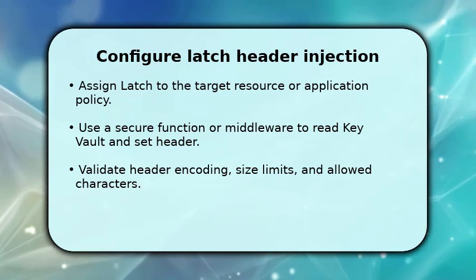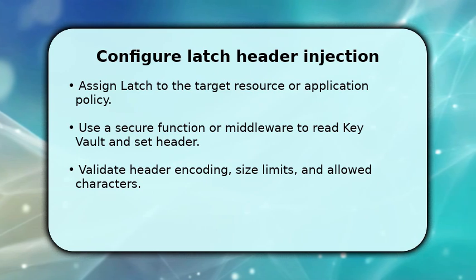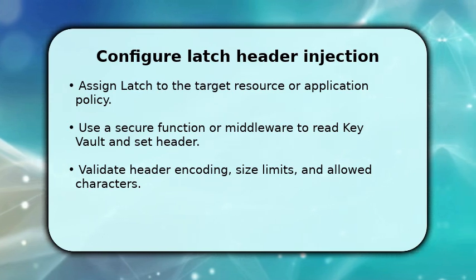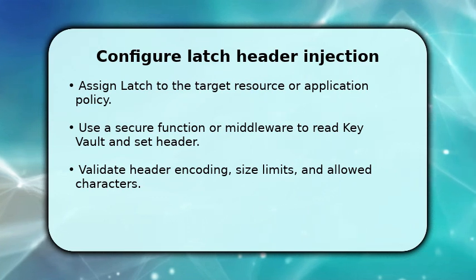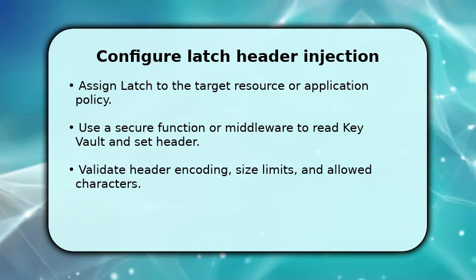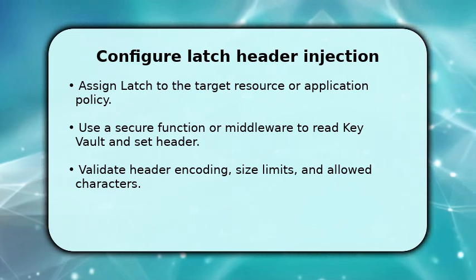Now you configure header injection. Attach Azure Latch to the target resource or application policy so it can mediate traffic. Then implement a small, secure function or middleware that reads the secret from Key Vault and writes the header into requests at the exact hook point. Test header encoding and size limits early. Some services truncate or reject long values.